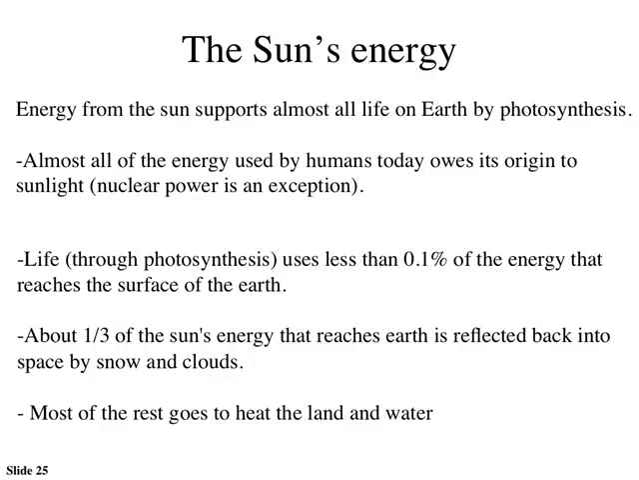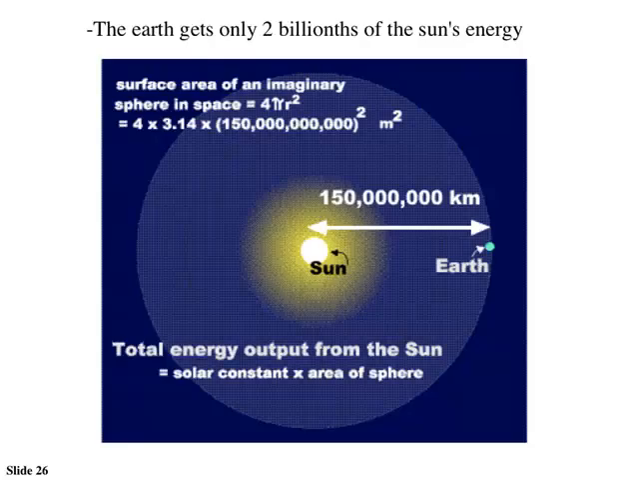So when the sun is spitting out energy, just remember, it's not spitting all its energy right at the Earth. It's just going every direction. It's shining in all directions. So just a tiny, tiny, tiny fraction of the energy that's coming out of the sun in all directions is even hitting the Earth.